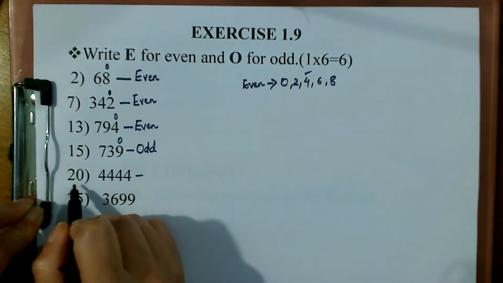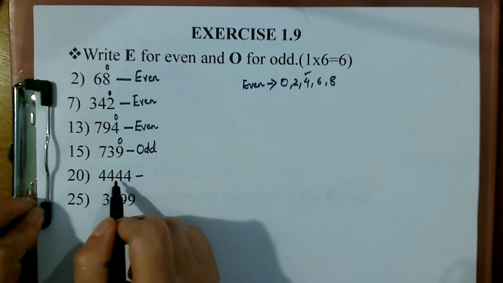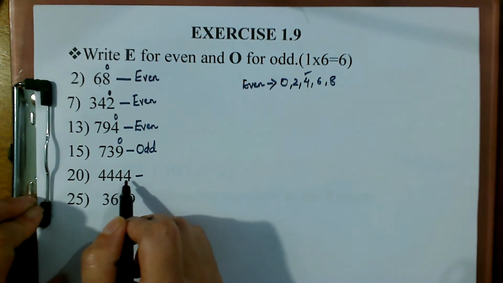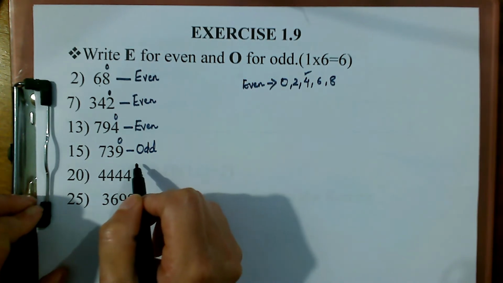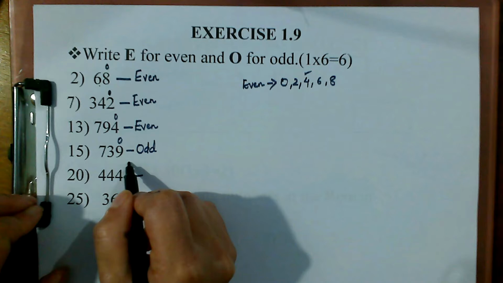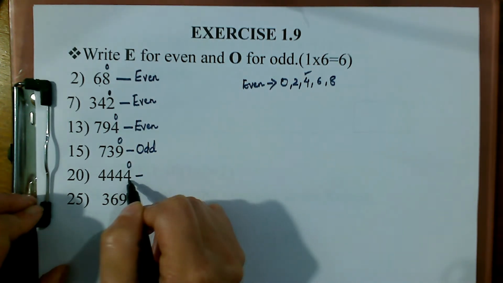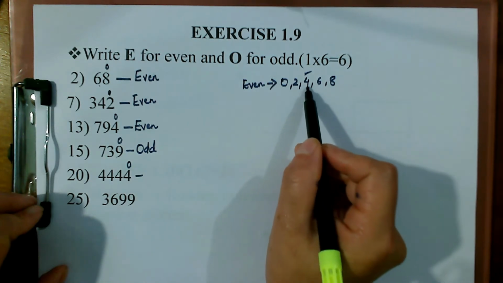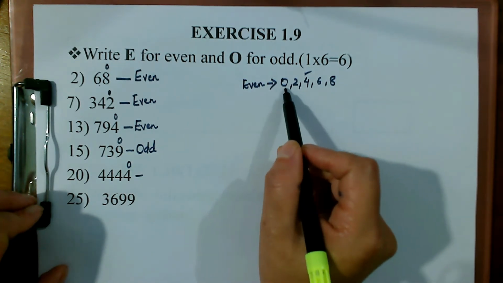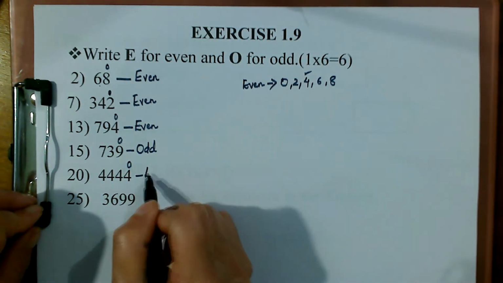And question number 20, 4444. You have to find out if this is an even or odd number. You have to find the number in the ones place first. The number in the ones place is 4, and is 4 even or odd? 4 is an even number. So you have to write even.